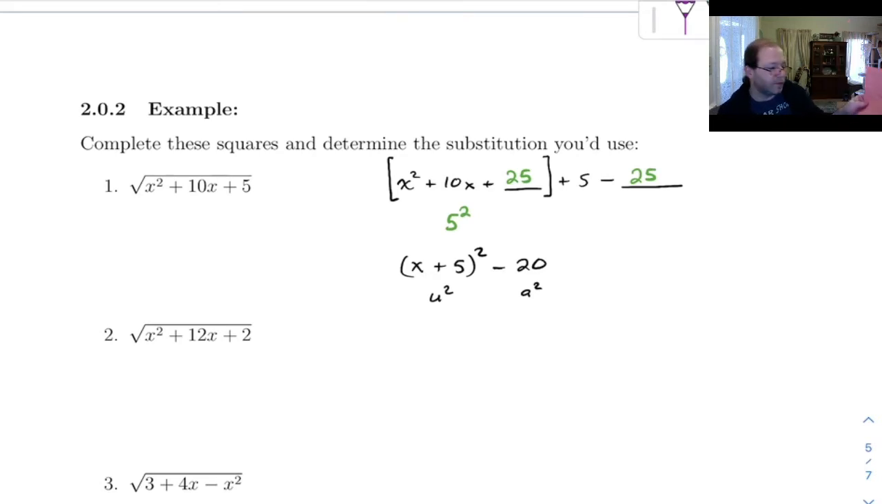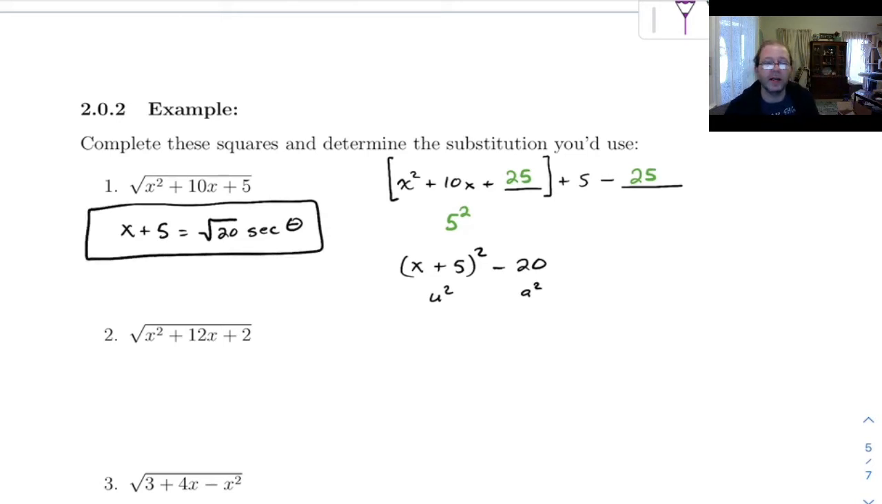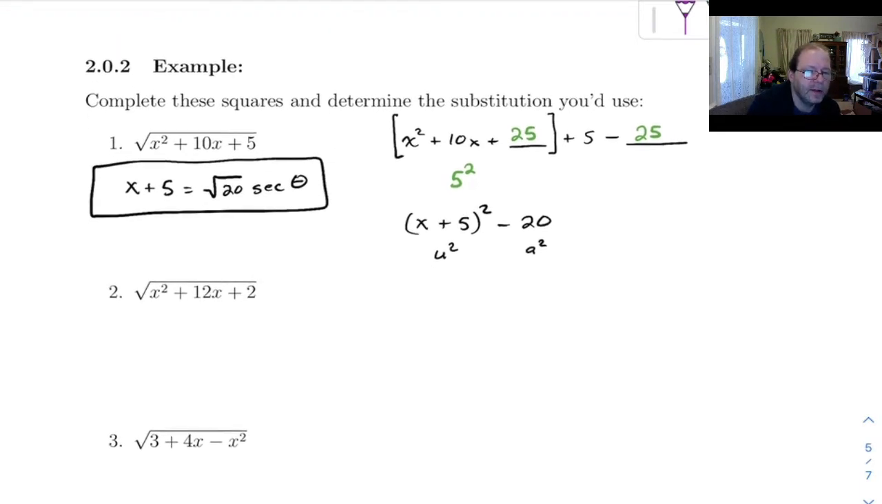Now, according to the formulas, u squared minus a squared tells you to use secant. So we'll get u equals a. A in this case is the square root of 20 secant theta. So you could leave it like that, or if you wanted to, you could take that square root of 20 and rewrite it as 2 root 5. Maybe we should do that, but I'm not going to. All right, let's look at this next one.